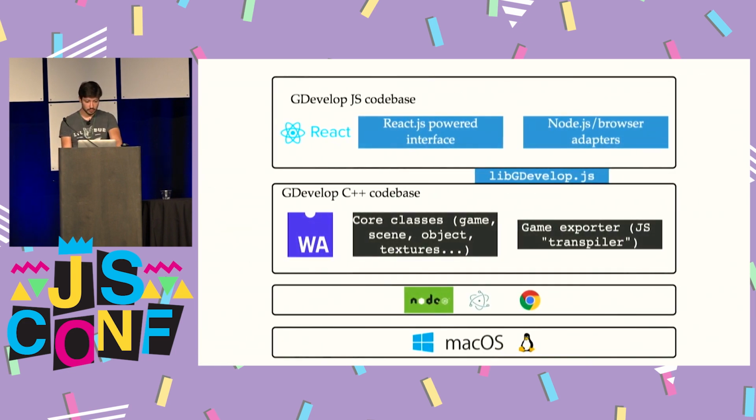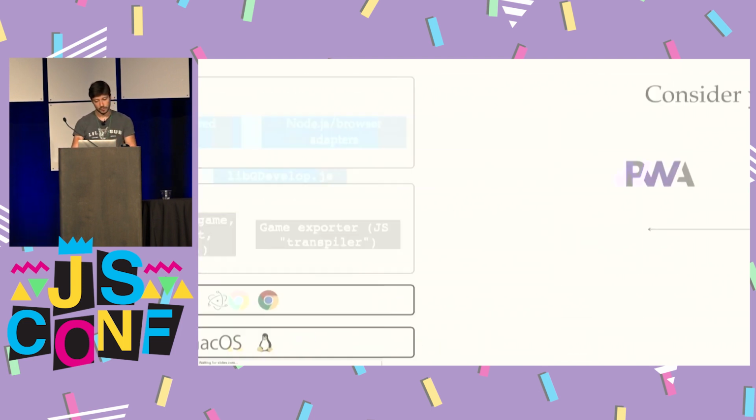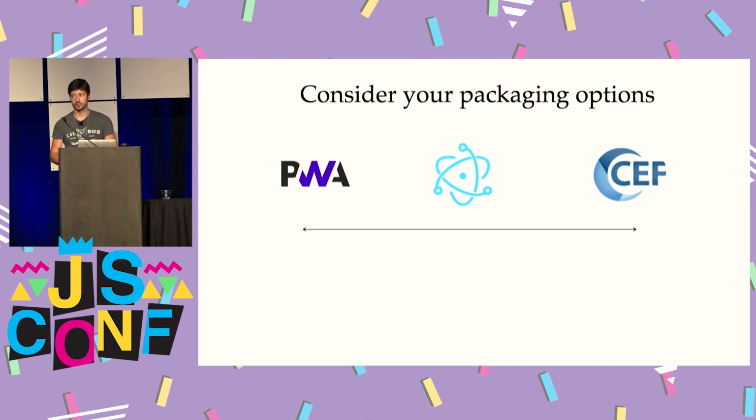So this being done, we now have both the core of the software and an interface that is being made on top of it. And let's see how to package this. So we have a few packaging options. We could make a PWA because WebAssembly is running in the browser, so it's not an issue.